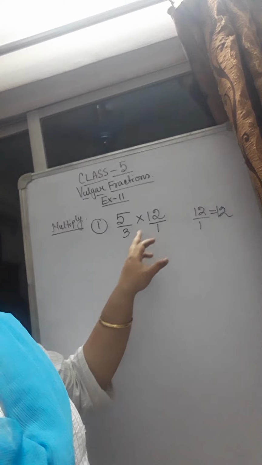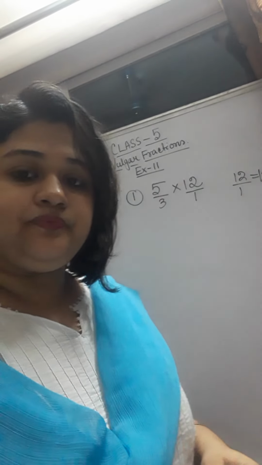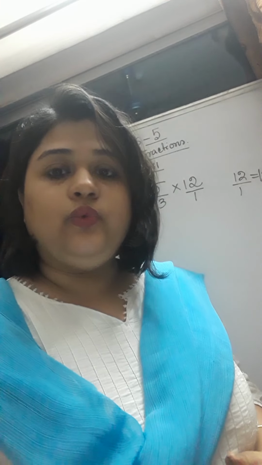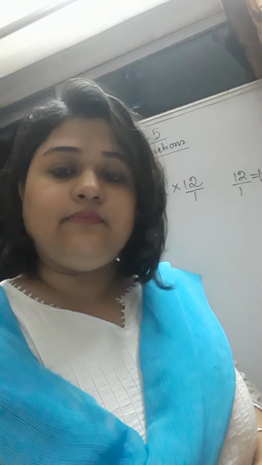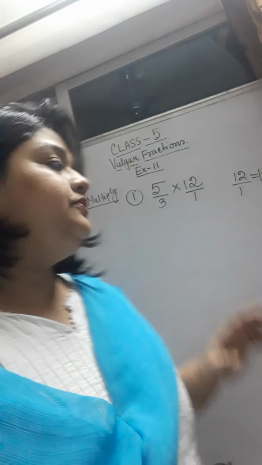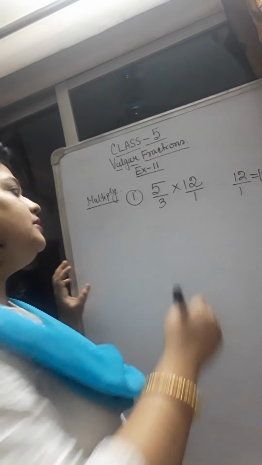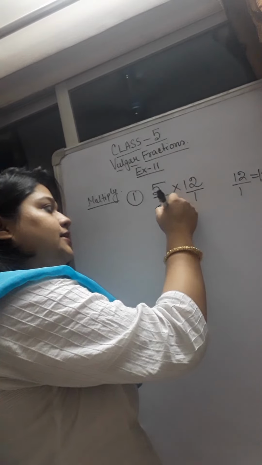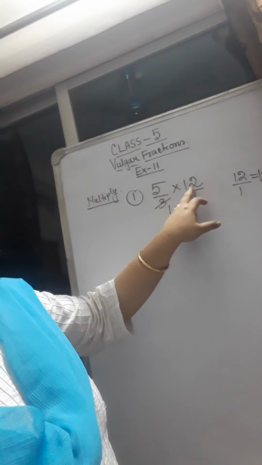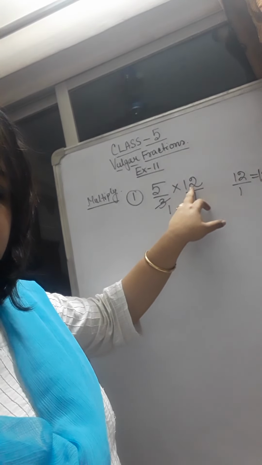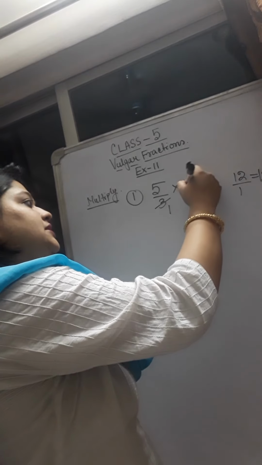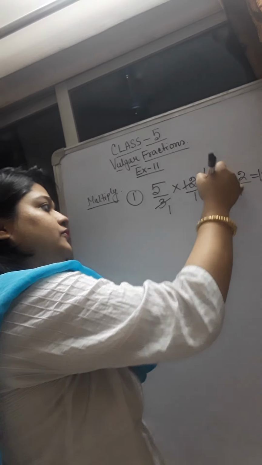Now here 3 and 12. They are numbers which can be divided by the same number. For example, 3 can be divided by 3, that gives the result 1. 12 can also be divided by 3, that gives the result 4.